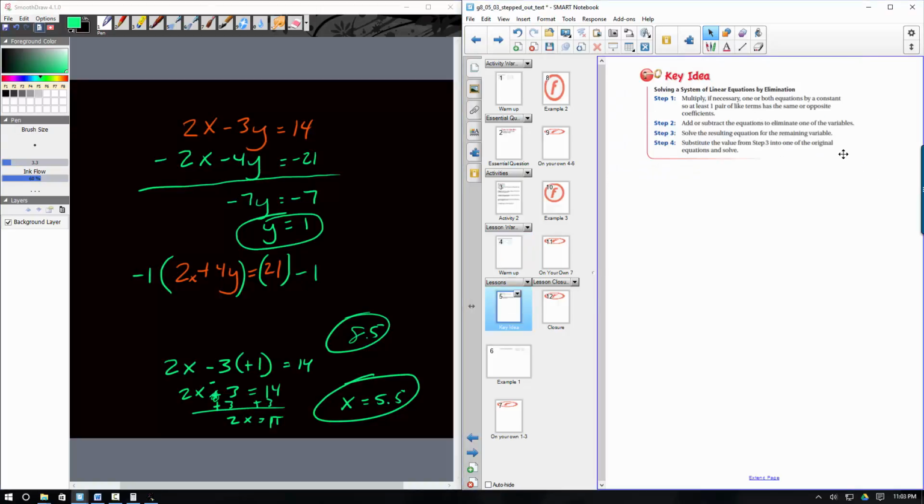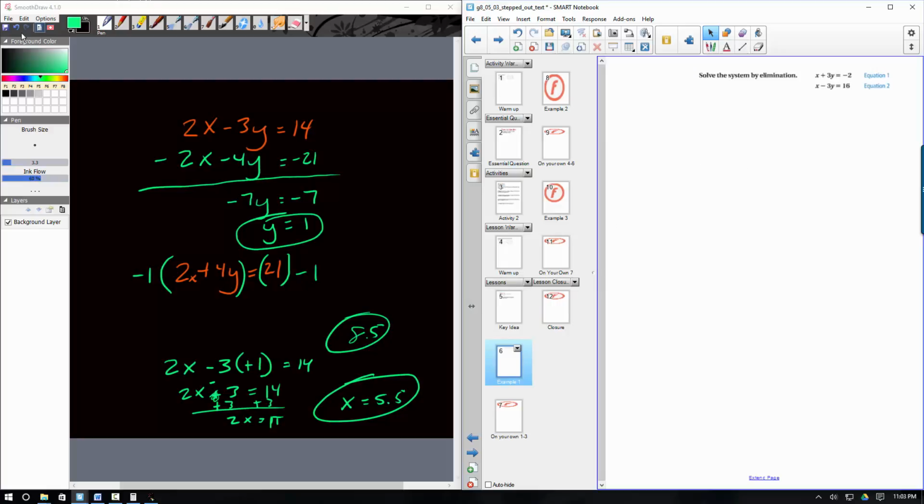So here's a key idea. First of all, you have to multiply one or both equations so that at least one pair has opposite coefficients. Step 2, add or subtract the equations to eliminate one of the variables, like I did here. And then you solve the resulting equation for the remaining variable, and then substitute the value that you have, like this y, into an equation, and then solve it to get your other term.